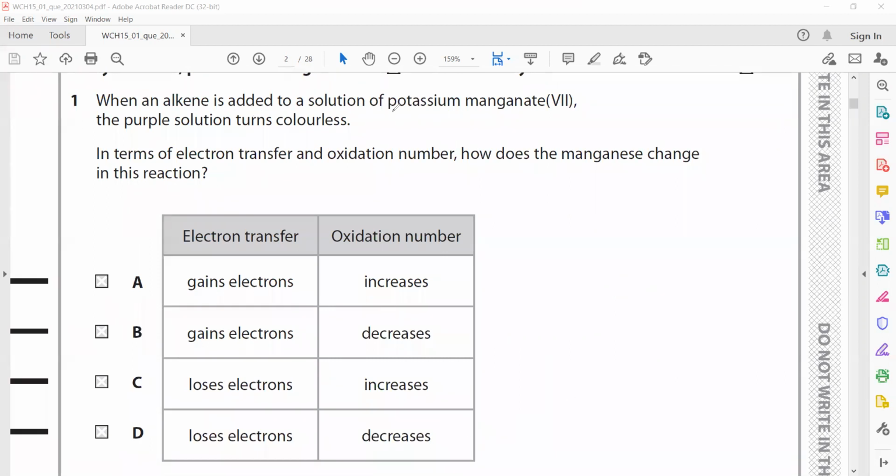When alkene is added to a solution of potassium manganate(VII), the purple solution turns colorless. Why does the purple solution turn colorless? Because Mn(VII) is purple but Mn(II) is colorless, and +7 changes into +2. How does +7 change into +2? By gaining 5 electrons. So electrons are gained, and what happens to the oxidation number? The oxidation number will decrease. So the correct answer is D.